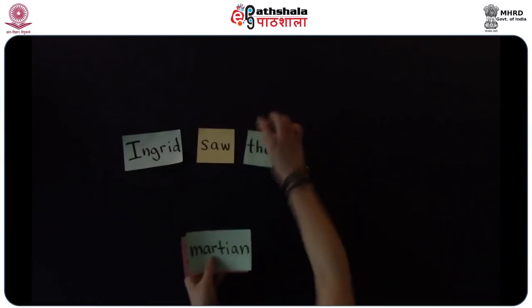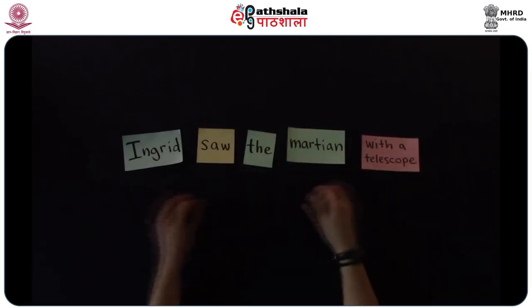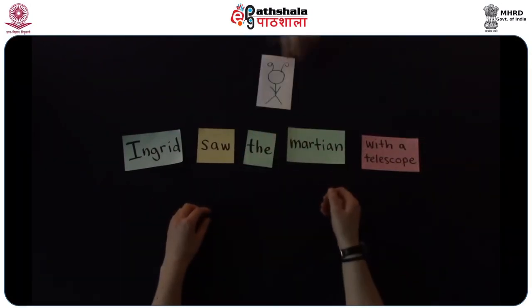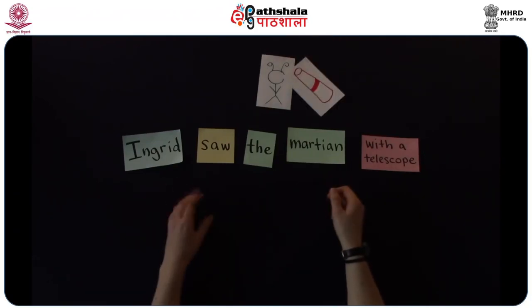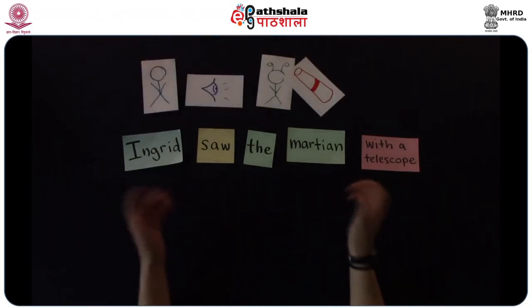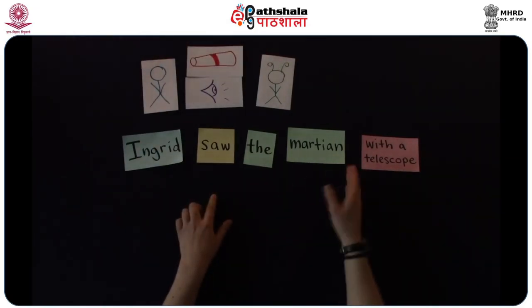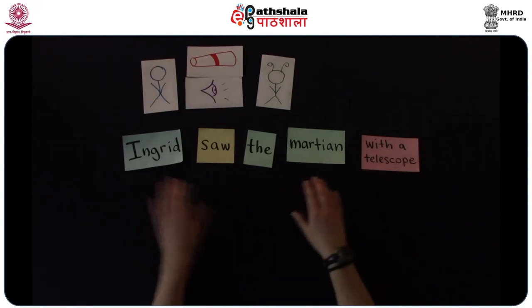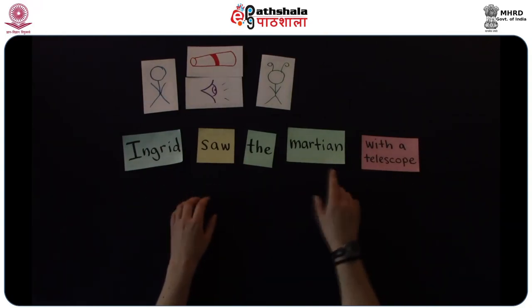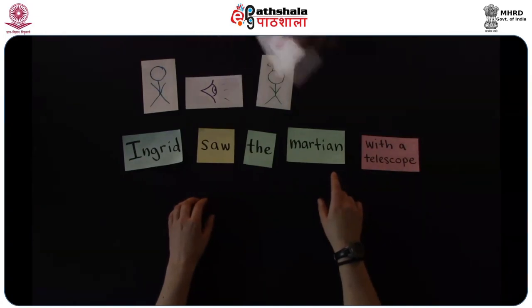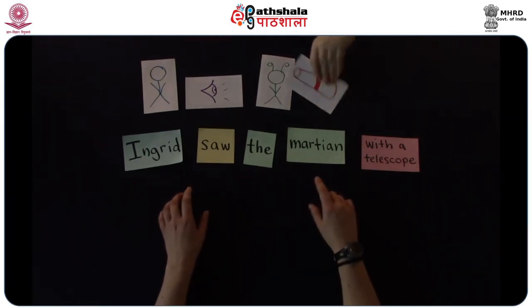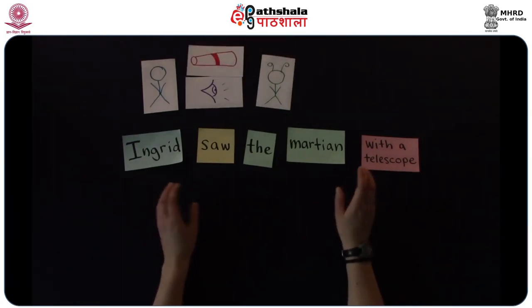What does the sentence "Ingrid saw the Martian with a telescope" mean? Seems pretty straightforward, right? There's a Martian, it has a telescope, and Ingrid is seeing it. But wait, about half of you are saying right now, that's not at all what I thought it meant. I thought it meant that Ingrid had the telescope and she's using it to look at the Martian. Well, you're not wrong either. This sentence is ambiguous. In one meaning, the Martian has the telescope, and in the other meaning, Ingrid has it.